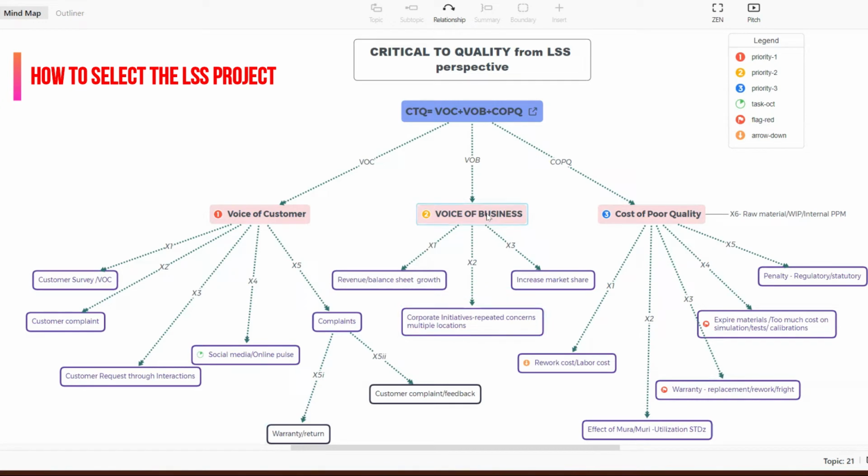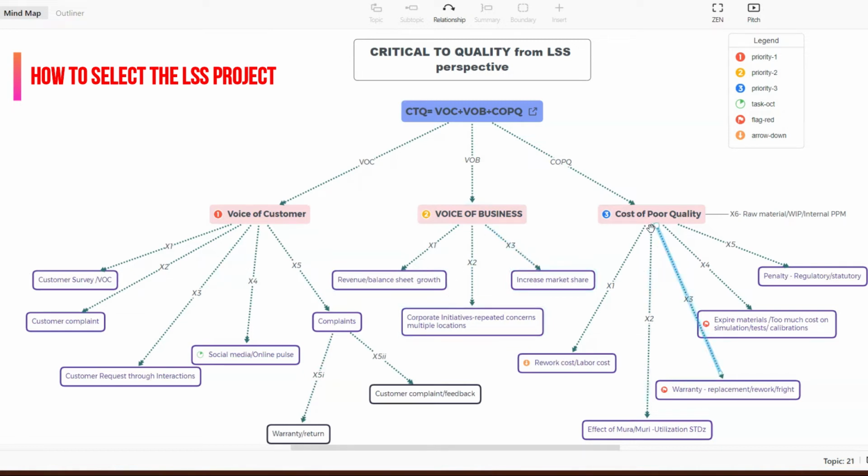Let's talk about the second one, the voice of business. Here, your revenue or balance sheet is getting impacted, or there are corporate initiatives at the site level. Different platforms are being used and need to be standardized, and so on. Increasing the market share and all that. These are all voice of business. Voice of business typically comes from the management.